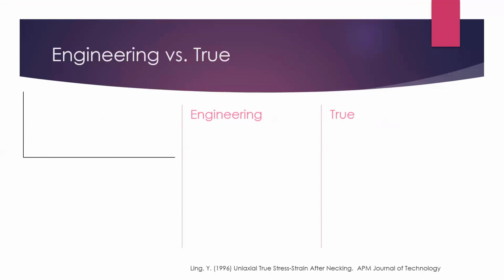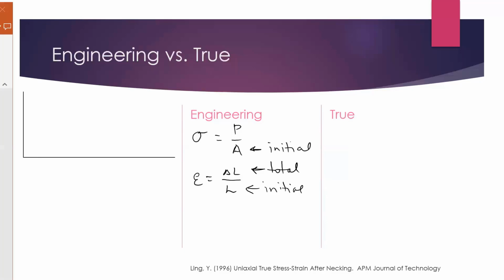So when we say stress equals P over A, this A is always the initial area. And when we say that strain equals delta L over L, this delta L is always the total change, and this L is always the initial length. So it's how much it has deformed since we started the test, divided by the length it was when we started the test.